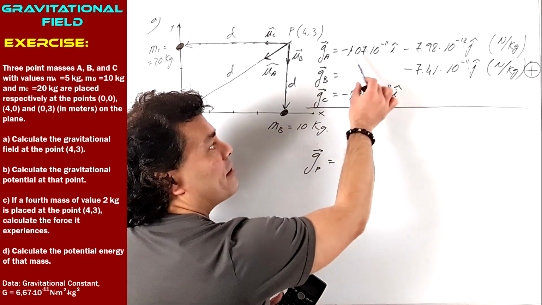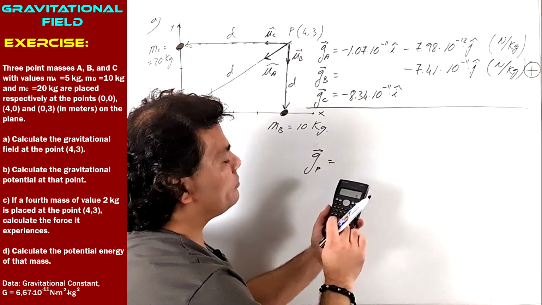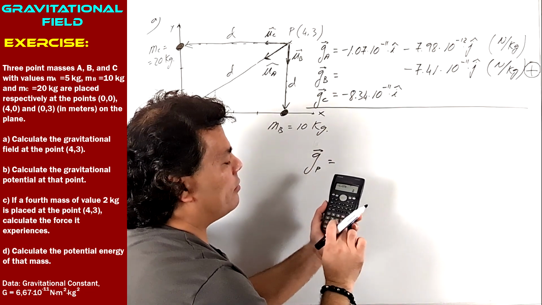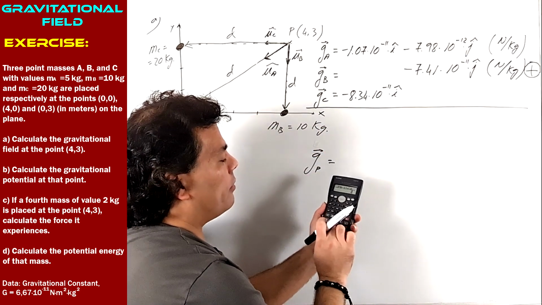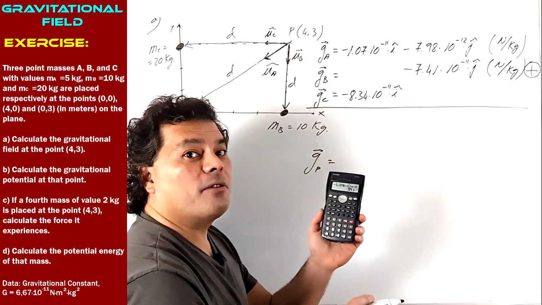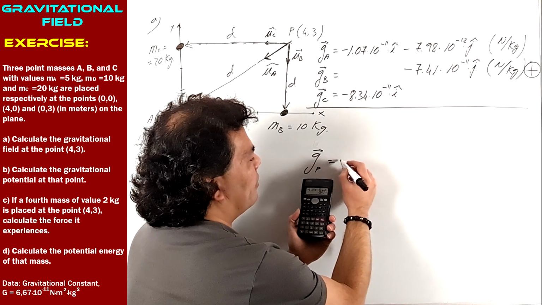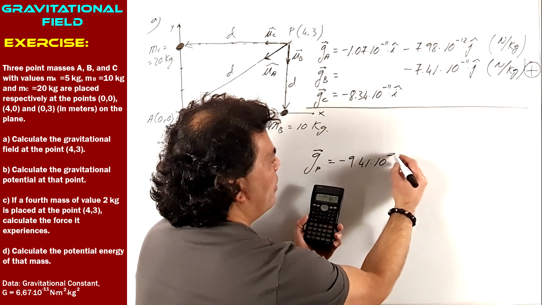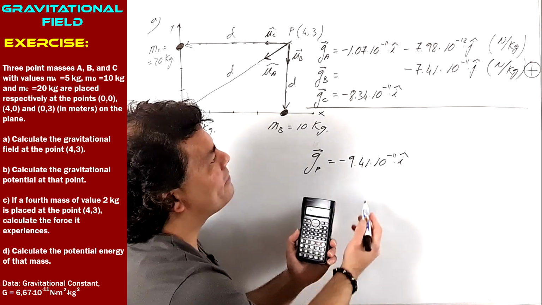First of all, let's add our horizontal magnitudes. That will be negative 1.07 times 10 to the negative 11 plus negative 8.34 times 10 to the negative 11. Please do it with me. It's very important for you to train with your calculator. Hope you obtained negative 9.41 times 10 to the negative 11 i. Okay? This will be the horizontal magnitude.